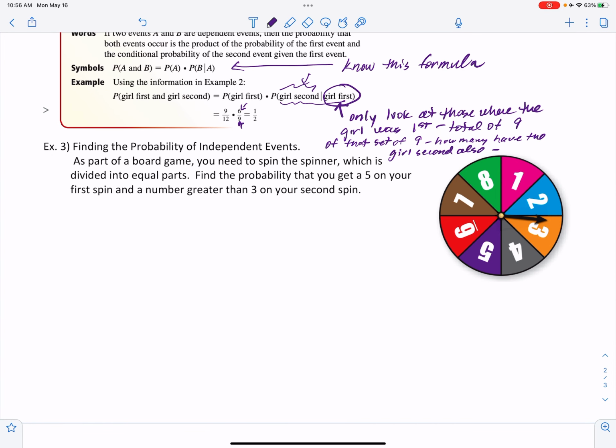All right, find the probability of independent events. As part of a board game, you need to spin the spinner, which is divided into equal parts. Find the probability that you get a 5 on your first spin and a number greater than 3 on your second spin. Well, first of all, I would identify these as being independent, because it doesn't matter what I spin on the first. Every number on the second spin has the same probability as it did the first time I spun it. And so anyways, I'm looking for, let A be getting a 5.